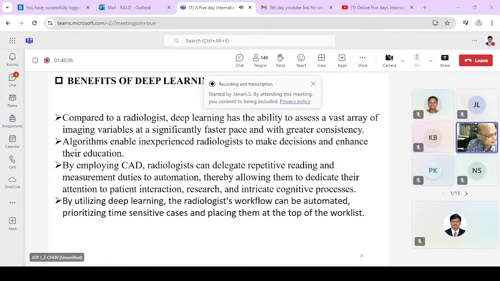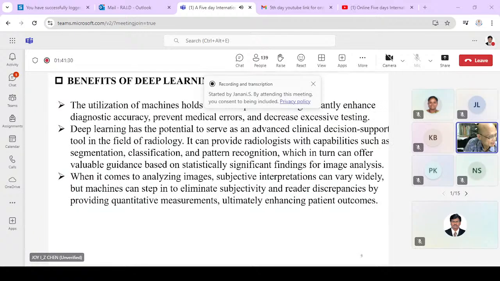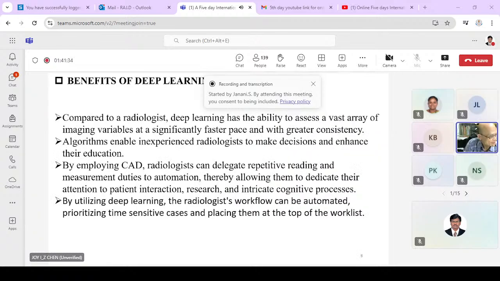Also, the utilization of machines holds immense potential to significantly enhance diagnostic accuracy, prevent medical errors, and decrease excess testing. And next, deep learning has the potential to serve as an advanced clinical decision support tool in the field of radiology. It can provide radiologists with capabilities such as segmentation, classification, and pattern recognition, which in turn can offer valuable guidance based on statistically significant findings for image analysis.